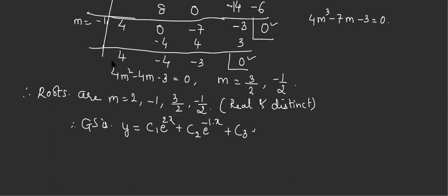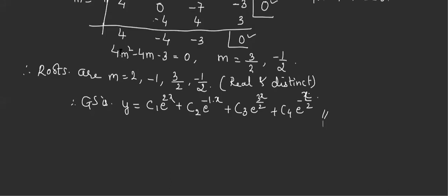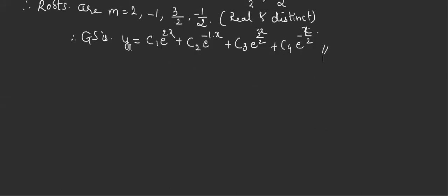Plus c3 e raised to 3 by 2 x plus c4 e raised to minus 1 by 2 x. This is the general solution. Okay. Are you comfortable with now even the biquadratic also? These are the problems. So they have asked biquadratic, sometimes cubic also.